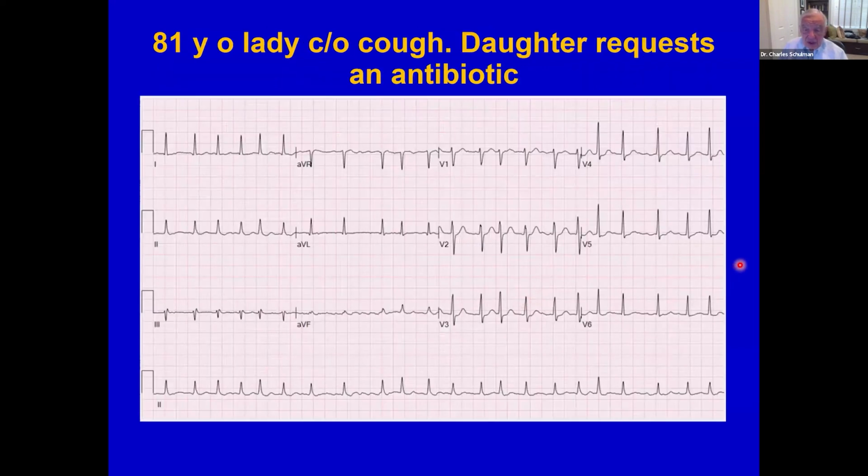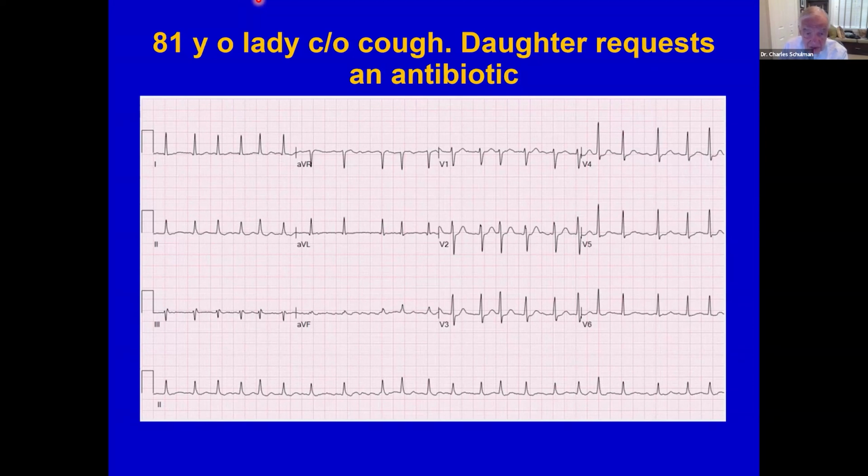Okay, so here we come to the most common arrhythmia that we see. An 81-year-old lady came into the clinic one day complaining of a cough. Her daughter thought she needed an antibiotic. However, an alert medical assistant noticed that she had a rapid pulse, and so she did a cardiogram, which is shown here.